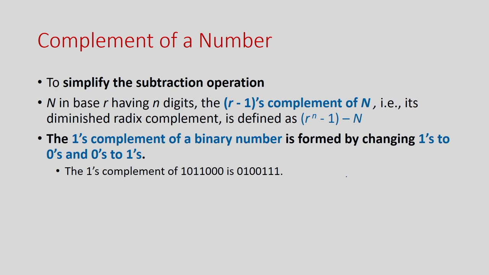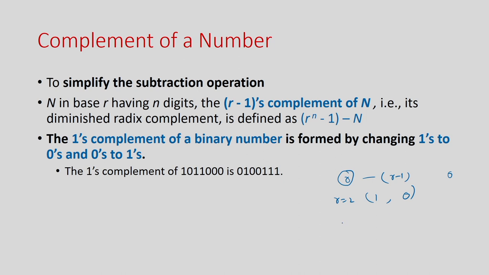To start with, we'll talk about the complement representation of a number, which is called the r's complement or (r minus 1)'s complement, where r is the base of the number. If you recollect, if the base is r, then the digits are from 0 to r minus 1. For example, in binary, where r equals 2, I have 0 and 1.